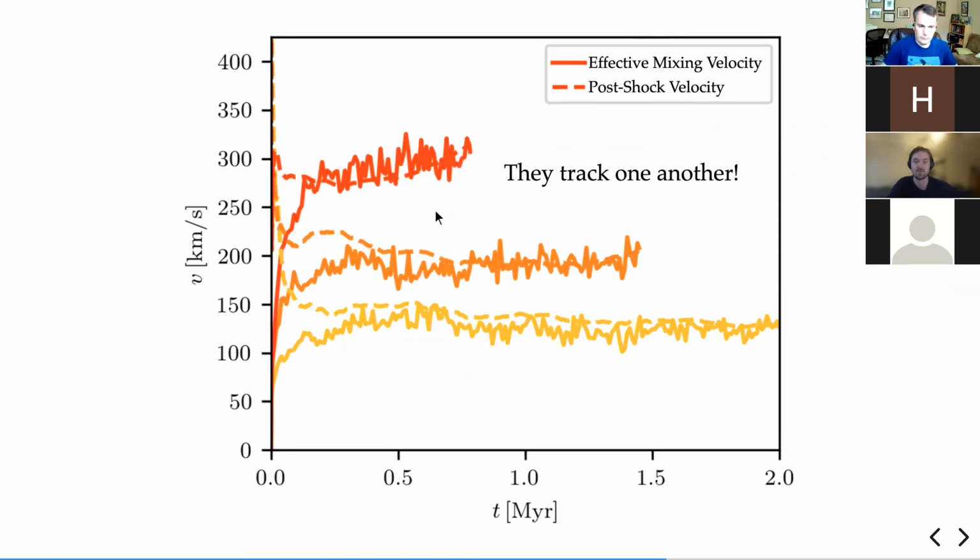In our simulations, this is for the 20 parsec cloud simulations. The interesting thing here is that they track one another very, very well. So it is reasonable to expect, and to see, that these bubbles are actually cooling as efficiently as we might expect them to be, in order for them to be momentum driven rather than energy driven. So the picture holds together.